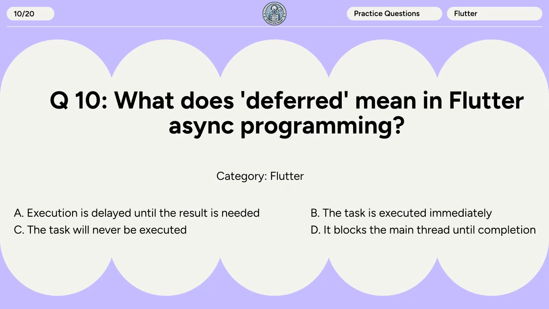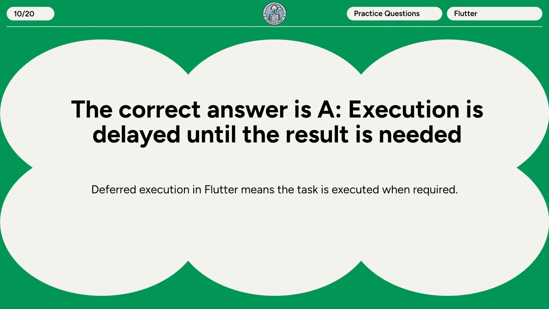Question 10. What does deferred mean in Flutter async programming? A. Execution is delayed until the result is needed. B. The task is executed immediately. C. The task will never be executed. D. It blocks the main thread until completion. The correct answer is A. Execution is delayed until the result is needed. Deferred execution in Flutter means the task is executed when required.